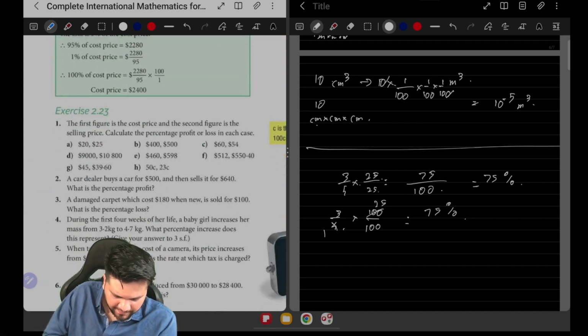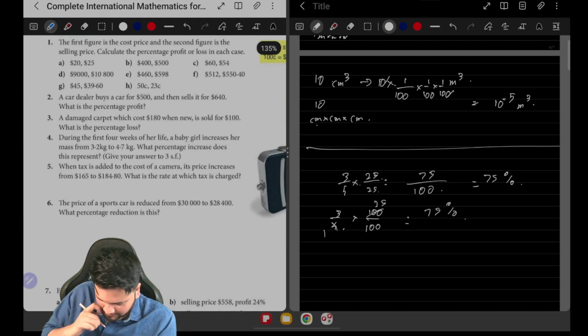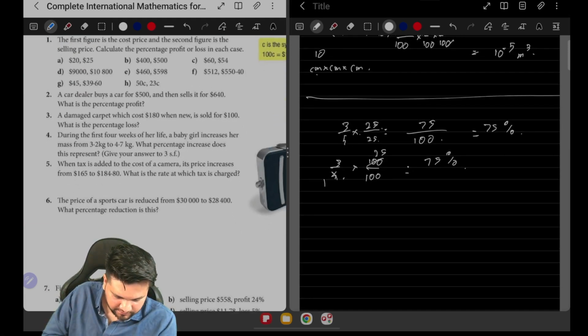Percentage increase and decrease. So see, remember one thing. Here also we are going to use that comparison thing.